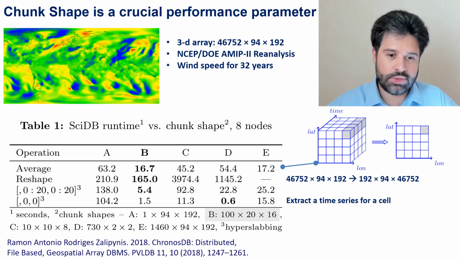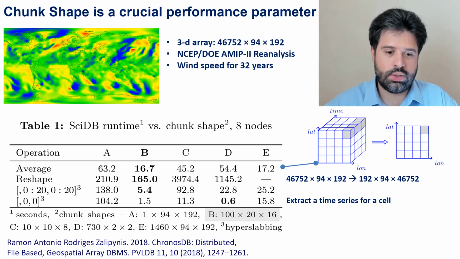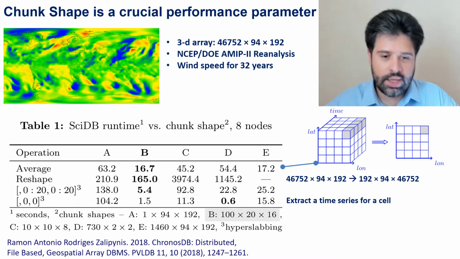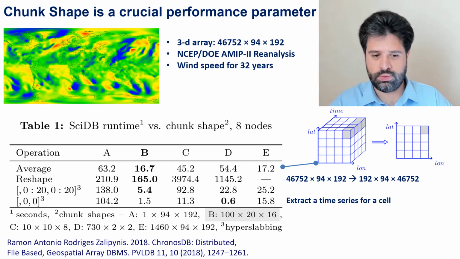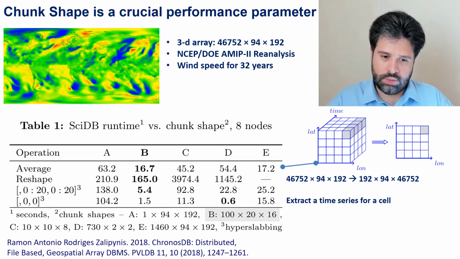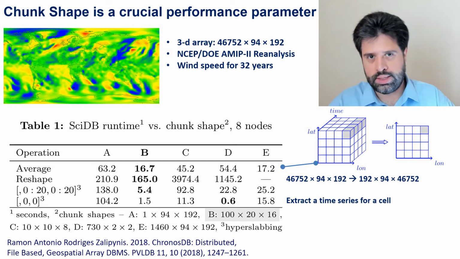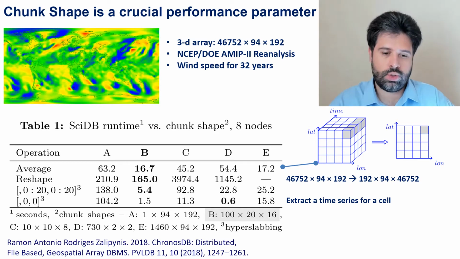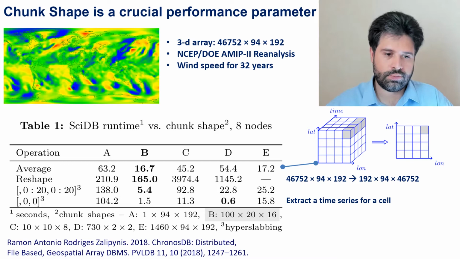The trick is that the best chunk shape depends on the workload, which you do not generally know a priori. Moreover, the chunk workload can change dramatically. Chunk shape is a crucial performance parameter. For different chunk shapes, the performance of, for example, ChronosDB differs by orders of magnitude. In addition, there is no best chunking scheme for all workloads. As you can see, the extraction of a time series runs the fastest on chunk shape D.